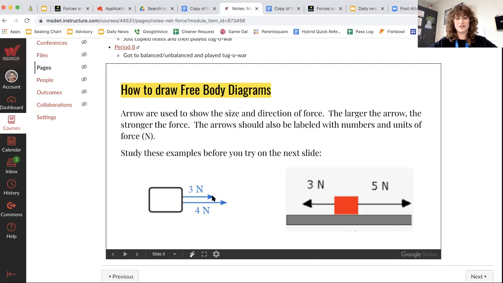And then we draw forces indicating how strong and what direction those forces are, okay? We draw arrows to indicate the forces. So 3 newtons is not gonna be as long as 4 newtons. Or we could have them going like a tug of war. So these 2 forces are working together. These 2 forces are working against each other, 3 and 5 in opposite directions.